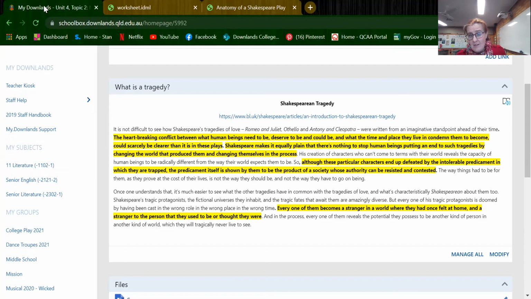The second point then is that Shakespeare makes it equally plain that there's nothing to stop human beings putting an end to such tragedies by changing the world that produced them and changing themselves in the process. Okay, so when we look at Macbeth, he doesn't necessarily take action to change the world that puts him into this place. So he fights the good fight. He's not necessarily a leader. He follows orders. He is bloody and violent, but he's good at what he does. He's not trying to affect change in society, but he can change himself.